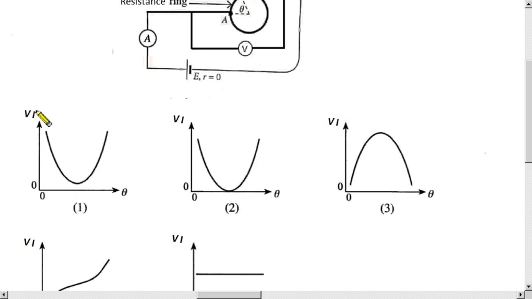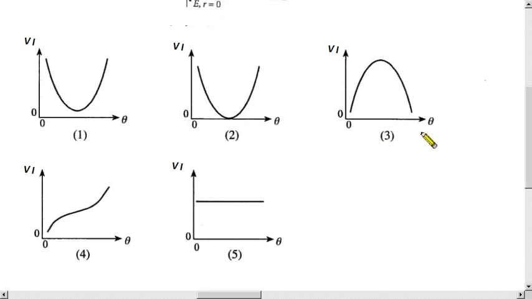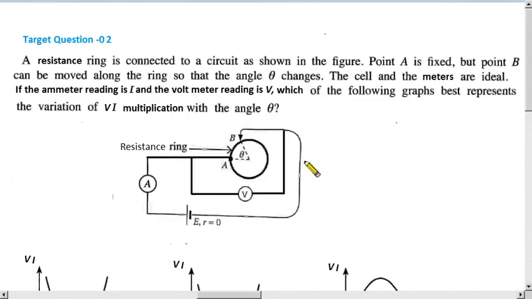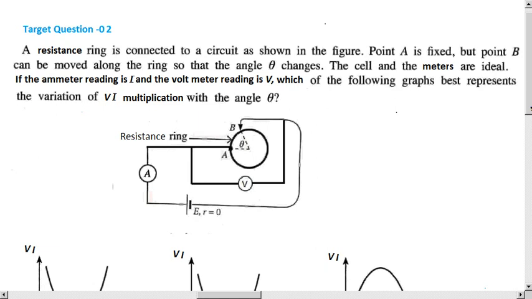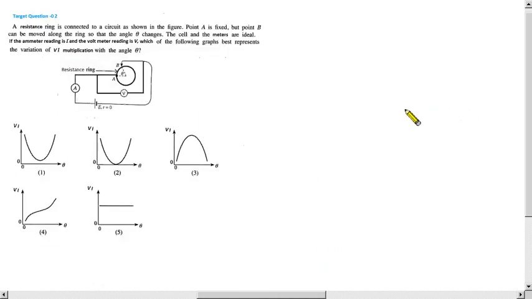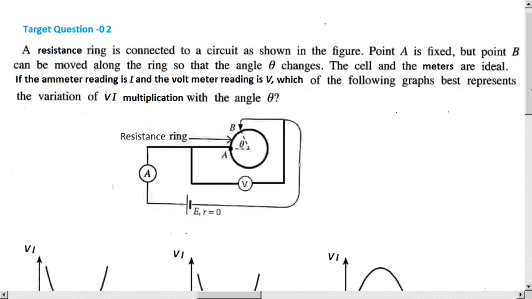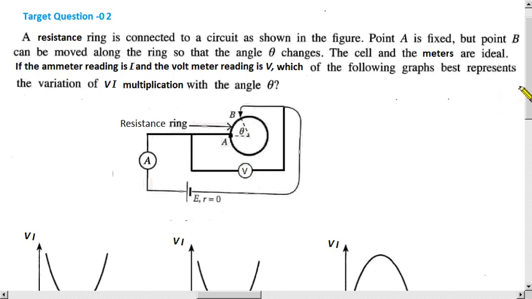So there are graphs, they have taken the V I multiplication on the y-axis in each graph, and theta on the x-axis in each graph. So now what you have to do is take a screenshot of this question, part 1 and part 2, like this. If you want it with these bigger letters, otherwise I can zoom out like this. If this one is suitable, you can take a snapshot at once, otherwise you have to take 2 snapshots, I think. So now take a snapshot, that means a screenshot, as we say.